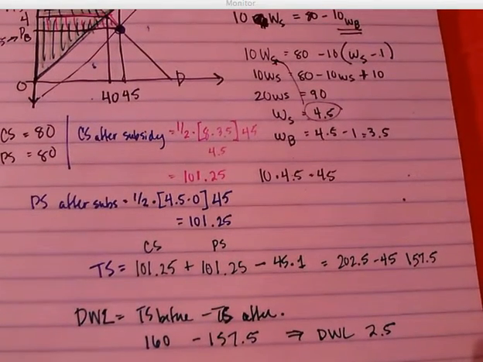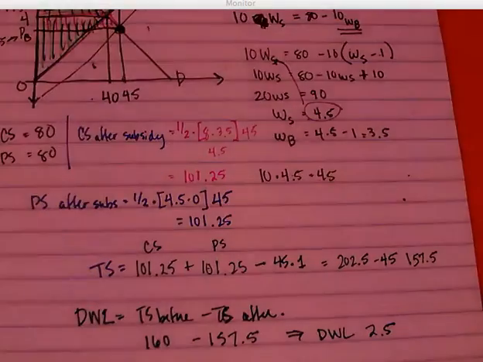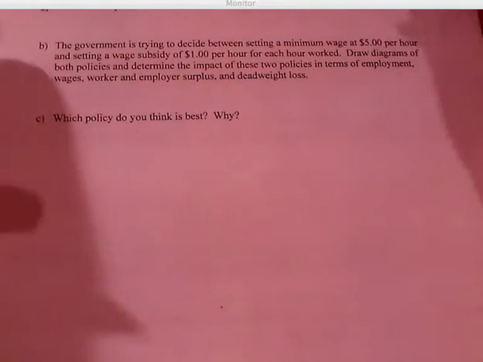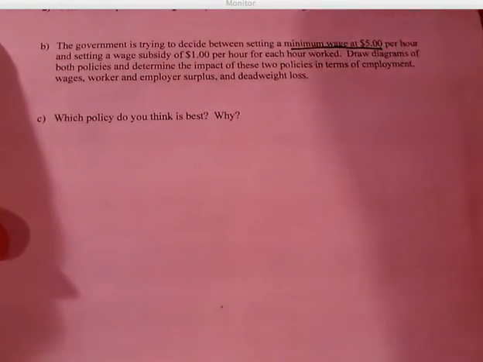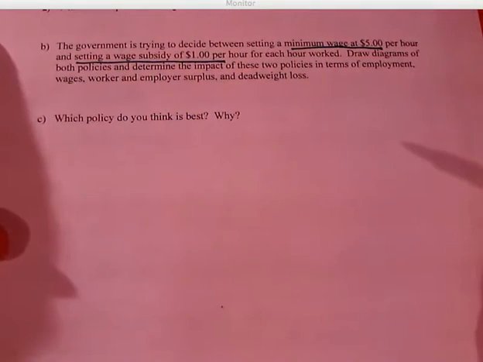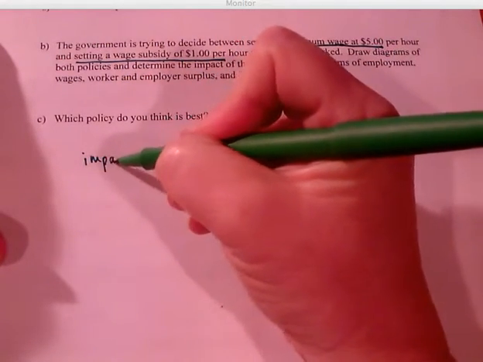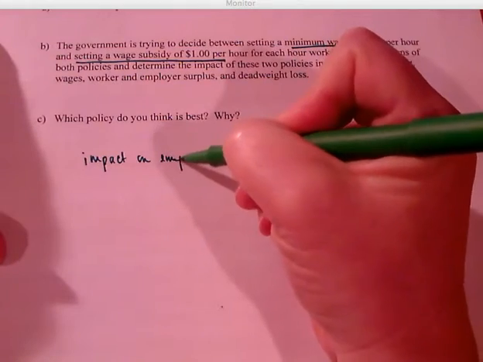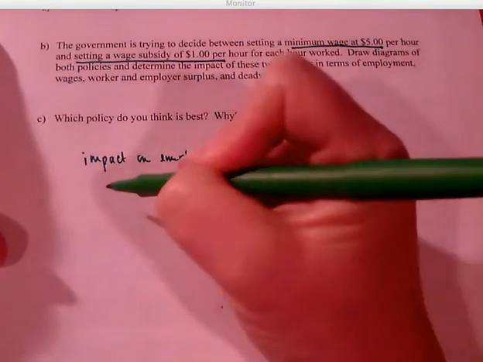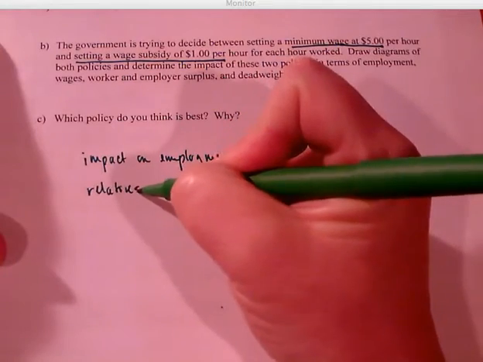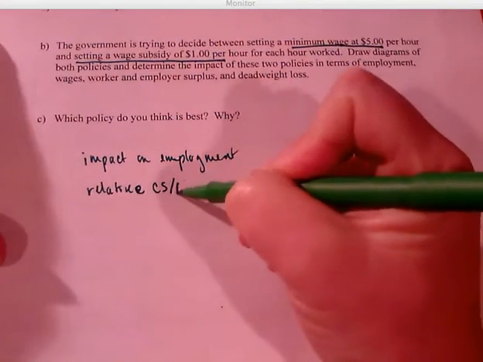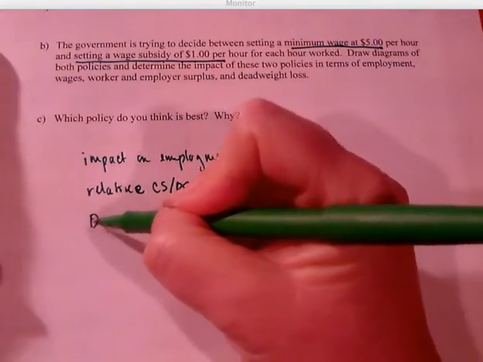Okay, so now we've calculated what happens when we have a subsidy, and we want to then answer the final question, which is, which policy do you think is best? Either the minimum wage of $5 an hour or the wage subsidy of $1 per hour. So one way you might want to think about comparing these is to think about the impact on employment. You might also want to think about the relative consumer and producer surplus, and you might also want to think about the deadweight loss.